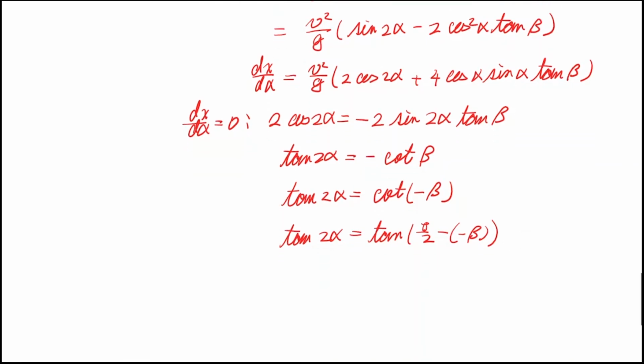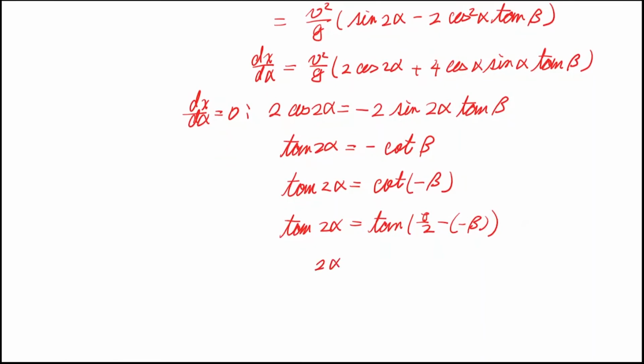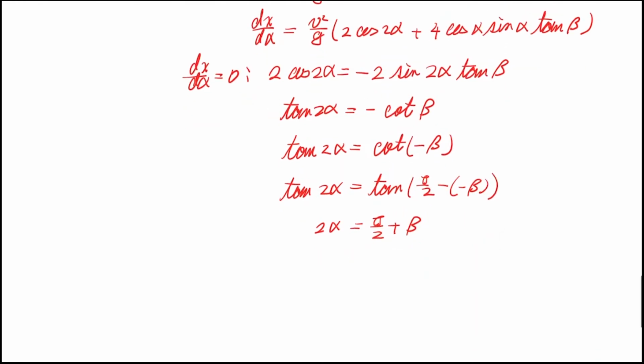Okay. Now we can say 2 alpha is equal to pi over 2 plus beta, eh? That's plus, minus, minus gives you plus, children who are weak on algebra. We're almost there, right? Divide by 2. So therefore, finally, alpha is equal to 90 plus beta over 2. What does that mean?